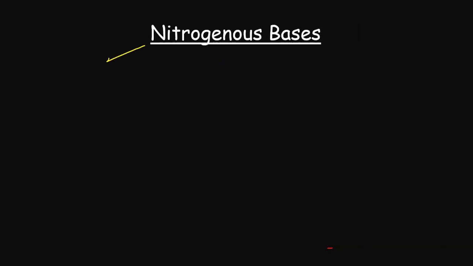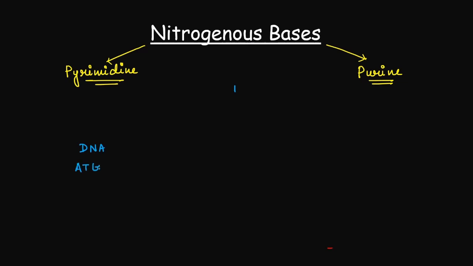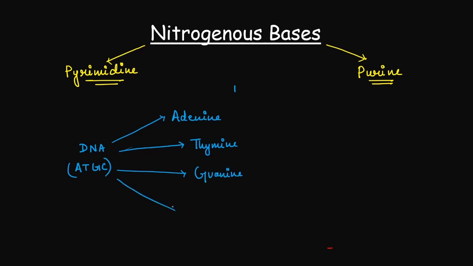Nitrogenous bases. All the nitrogenous bases that are present in nucleic acid are mainly derived from two parent compounds. The first is pyrimidine and the second is purine. In case of DNA, 4 different nitrogenous bases are present that we call ATGC. So in case of DNA, there is adenine, A for adenine, thymine, guanine and cytosine.